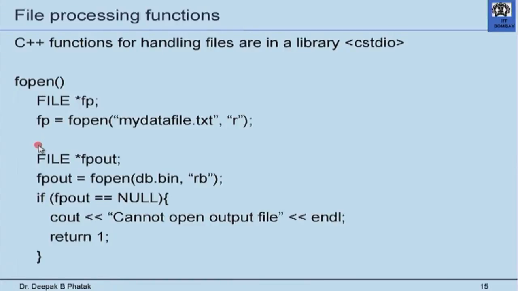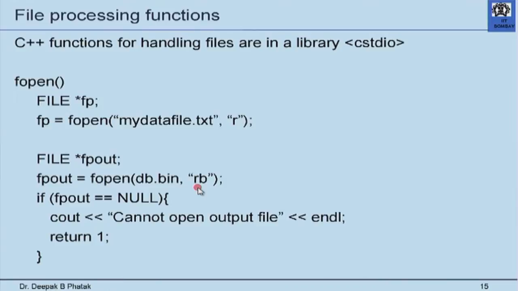This is shown here in case of another file which is described here, FILE *fpout. The name suggests that this file is going to be an output file. That means I am going to write something on it. Observe the way the file is opened. fpout = fopen("db.bin", "rb"). Now this is the name of the file. The .bin extension means it is a binary file. rb means it is for reading. It is open for reading.